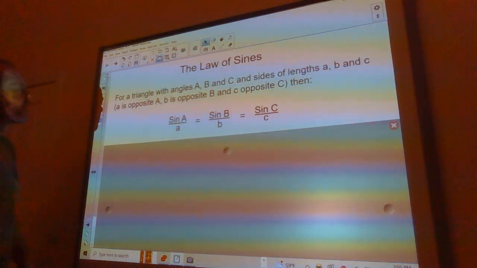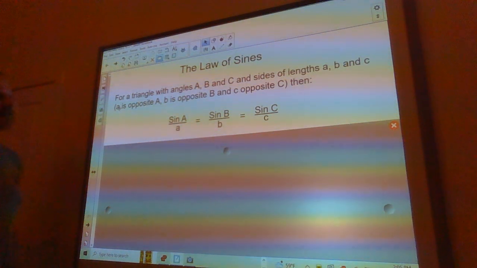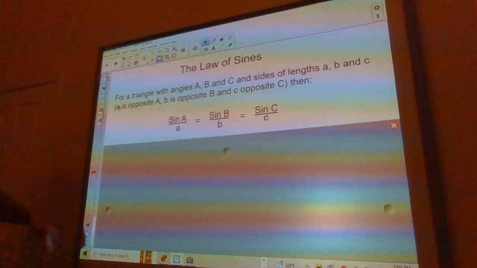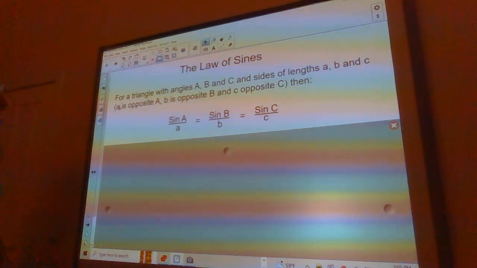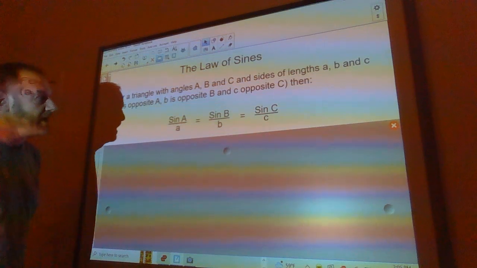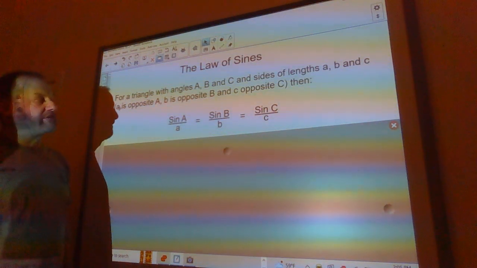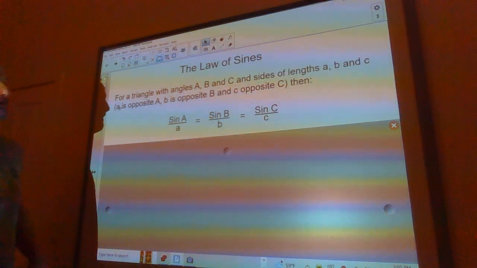It says this: for a triangle with angles A, B, and C and side lengths of little a, little b, and little c, where little a is opposite angle A and little b is opposite angle B and little c is opposite angle C, then the sine of angle A over a is equal to the sine of angle B over b is equal to the sine of angle C over c.